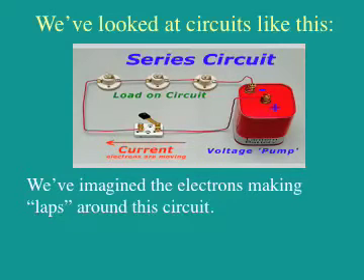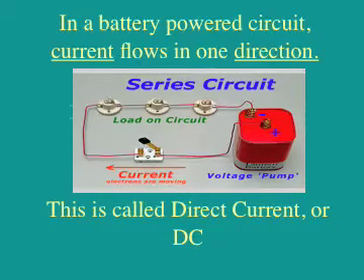So far, we've looked at and you've built some circuits that might look like the series circuit shown below. We've imagined that the electrons come out of one terminal of the battery and flow through the wire and go back into the battery, as though the electrons themselves are making continuous laps around the circuit. In a battery-powered circuit, this is true.